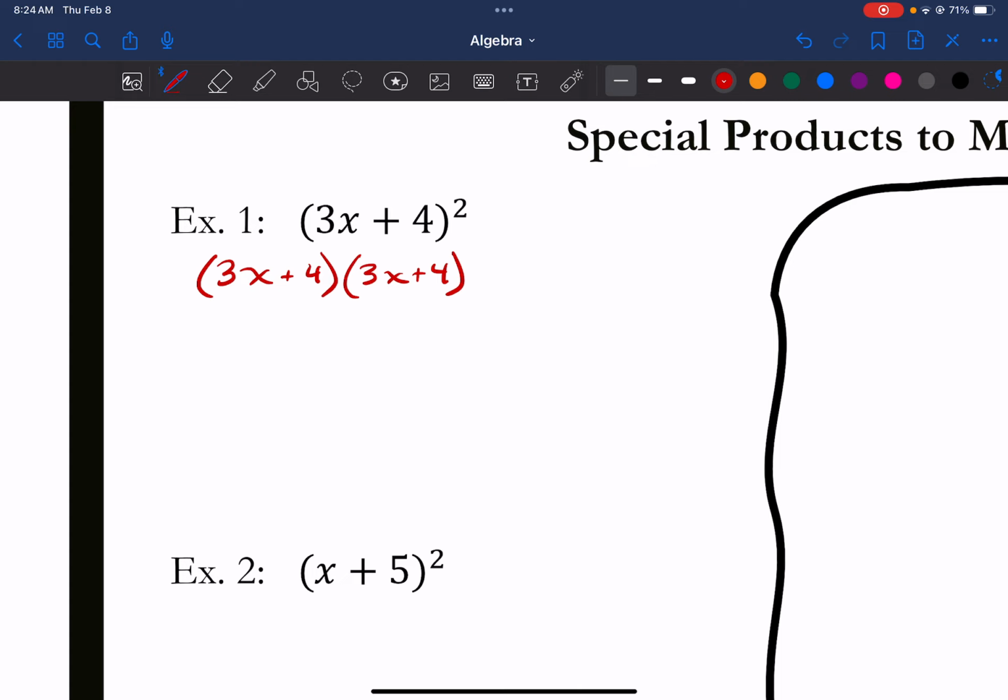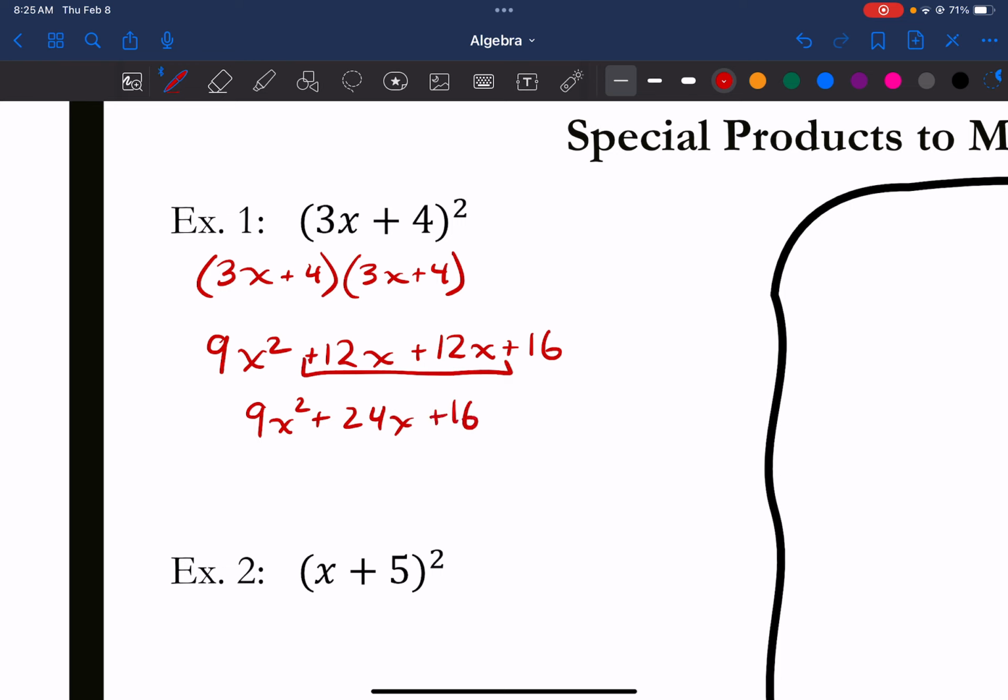So 3x times 3x is going to give me a 9x squared. And then 3x times 4 is going to give me a positive 12x. And then I have another 4 times 3x, which is 12x. And 4 times 4, which is 16. I can go ahead and simplify this, and I'm going to get 9x squared plus 24x, right? These are like terms, plus 16. So this is the final answer.